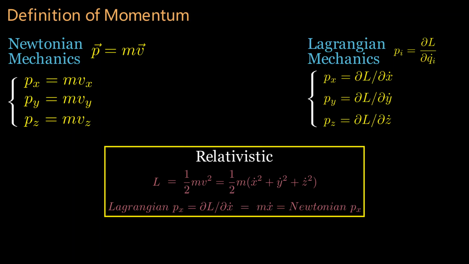In relativity, the Lagrangian of a free particle is no longer half the mass times the square of the velocity, and therefore its momentum is no longer simply mass times velocity. Having understood the definition of momentum, next, let's explore momentum in relativity, or more precisely, the Lagrangian momentum in relativity.